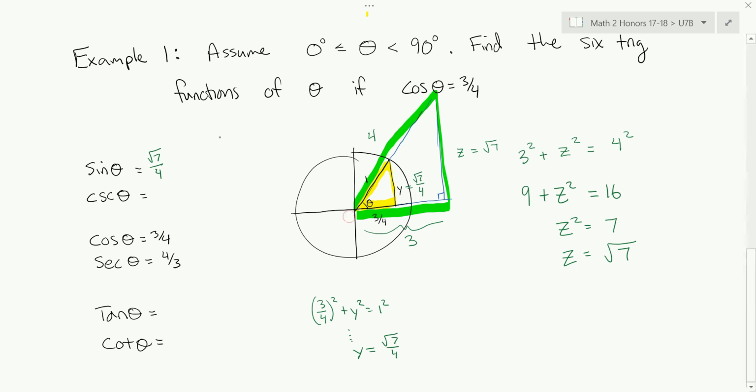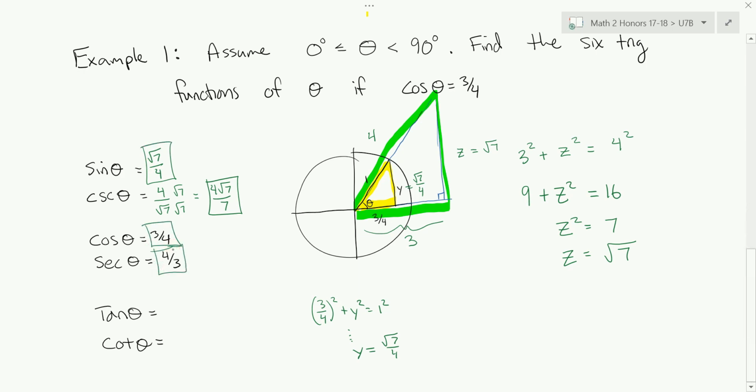So we know the sine. So what's the cosecant? 4 over root 7. But we can't have a square root in the denominator. So we rationalize that denominator by multiplying top and bottom by root 7. You get 4 root 7 over 7. So now we've got our sine, our cosine, our cosecant and secant.